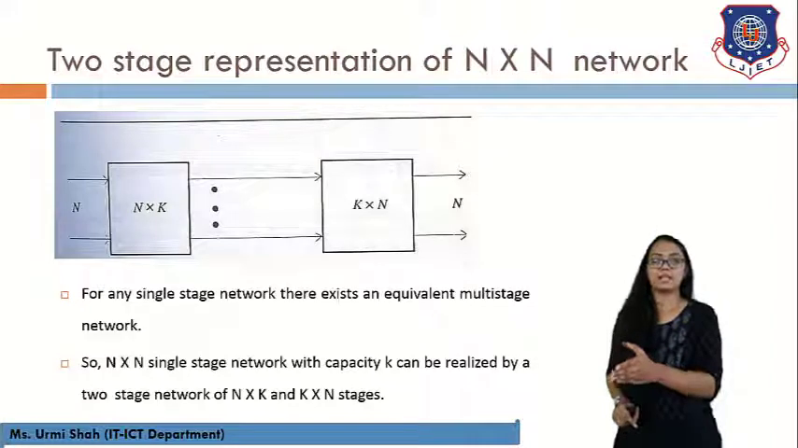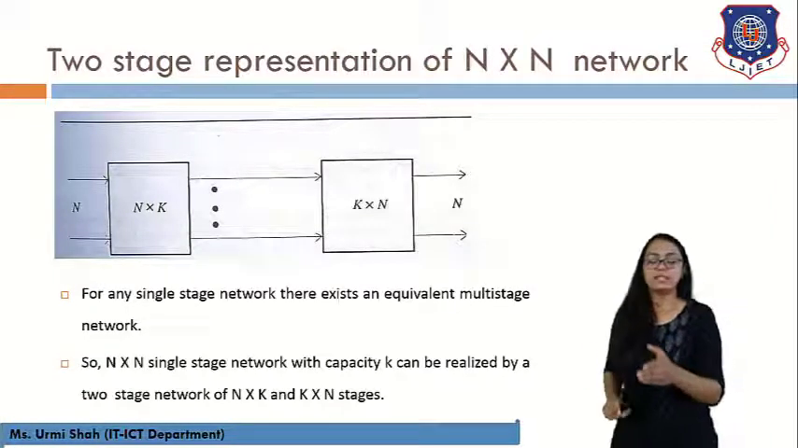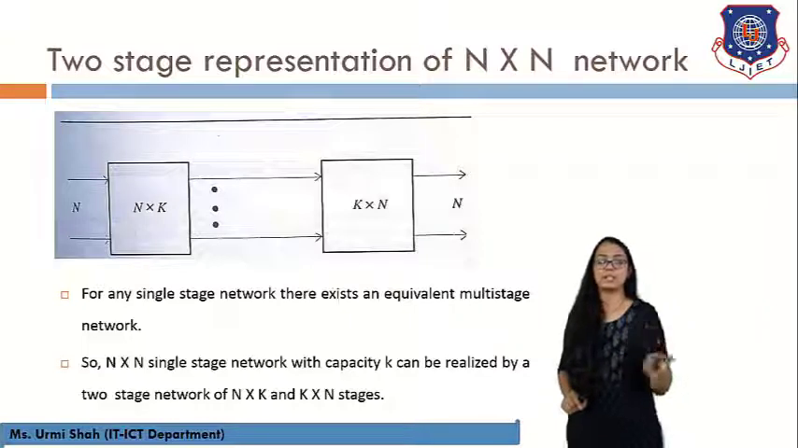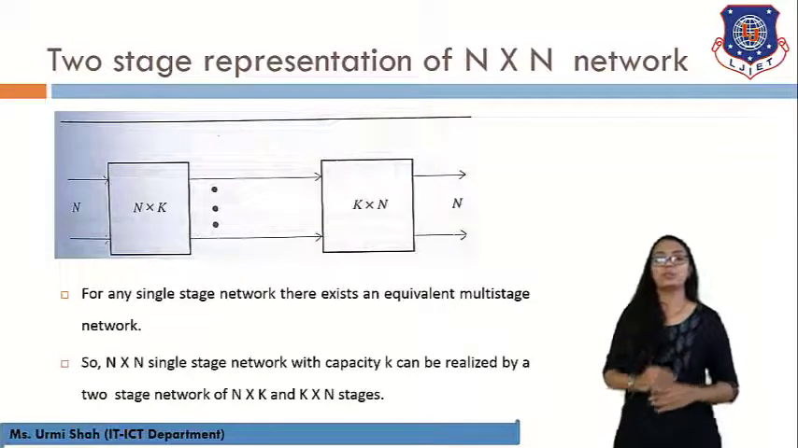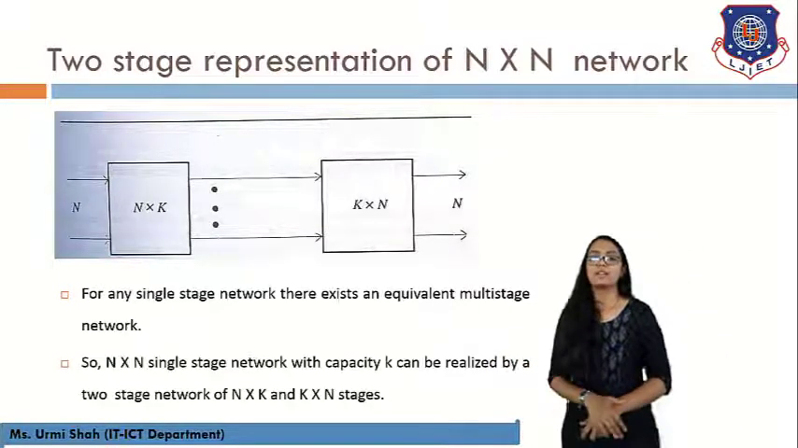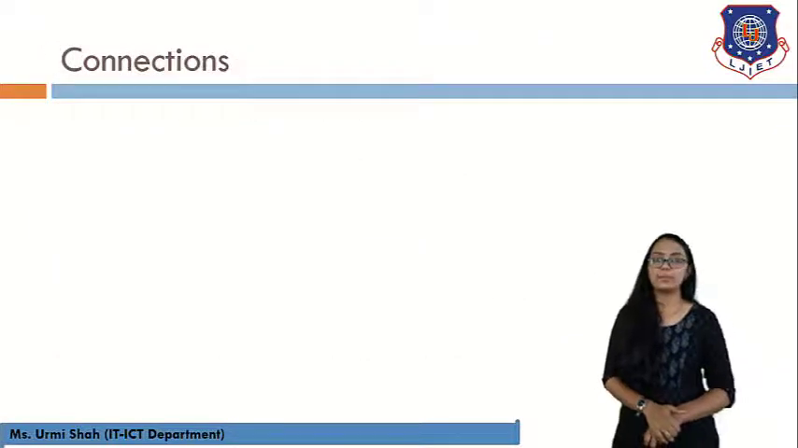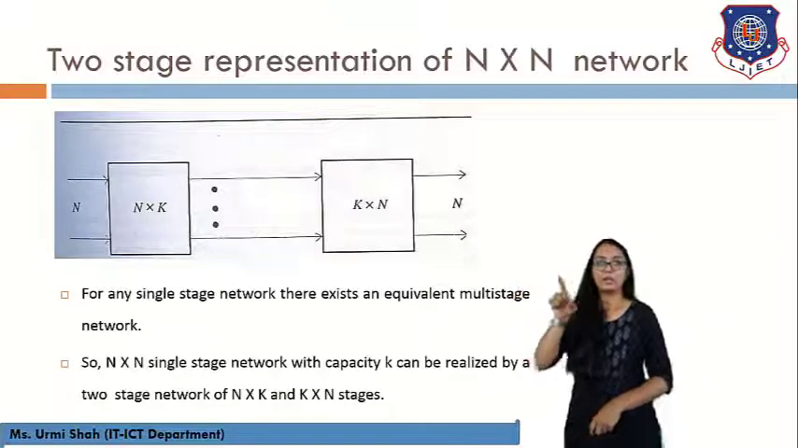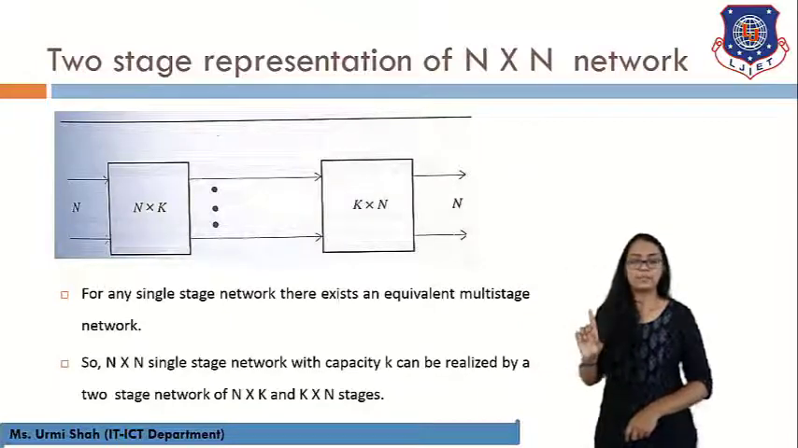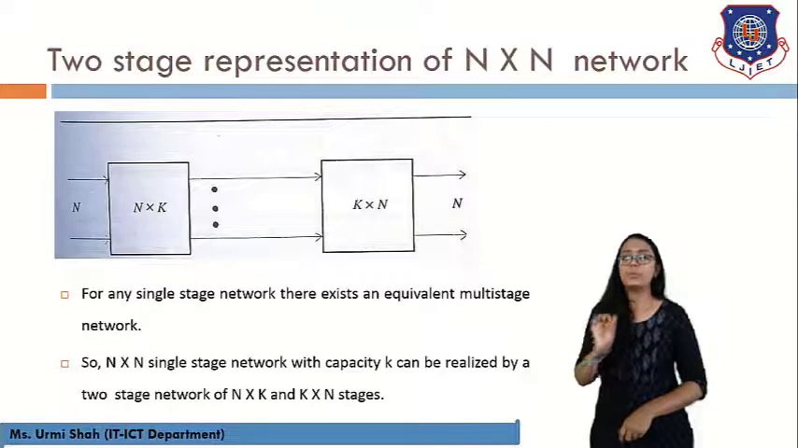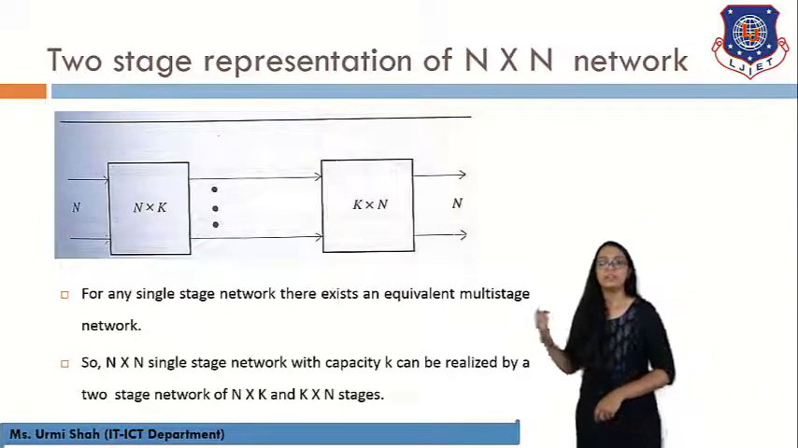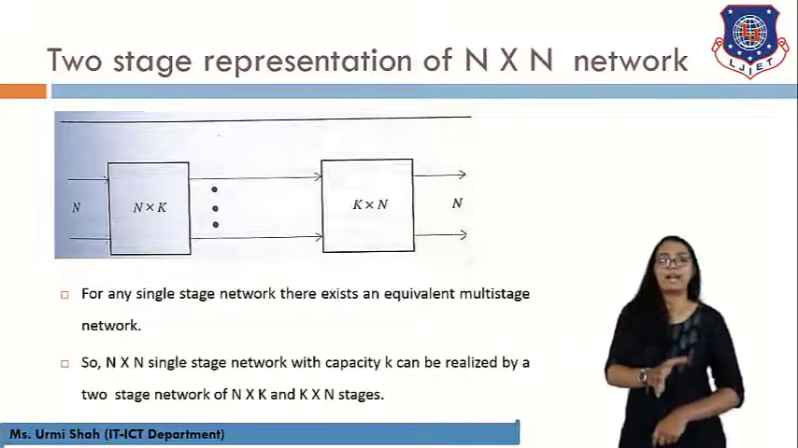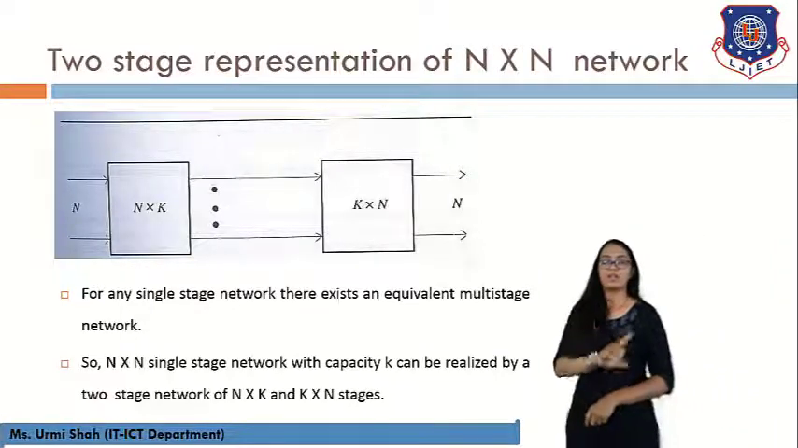After passing through the first stage, your input goes as an input to the K cross N network. So it has a filtering process of 2 stages, and after that the final output is produced. That's why this is termed a two-stage representation of an N cross N network, where you should keep one thing in mind: N is the number of inputs and outputs. And what is K? K represents the stages.